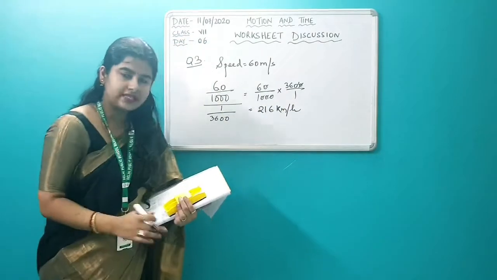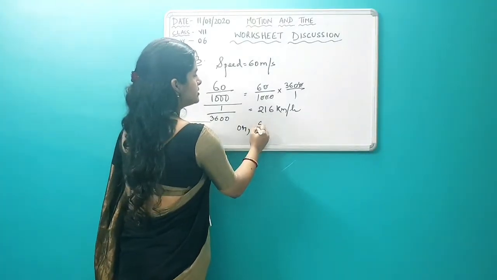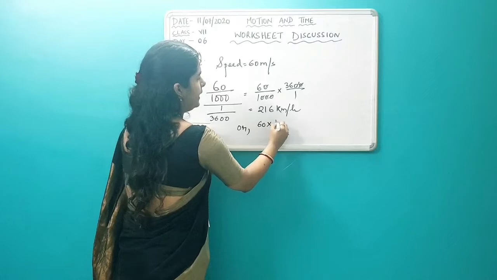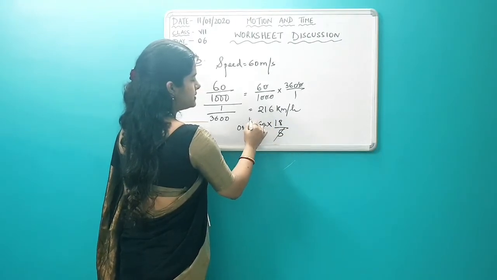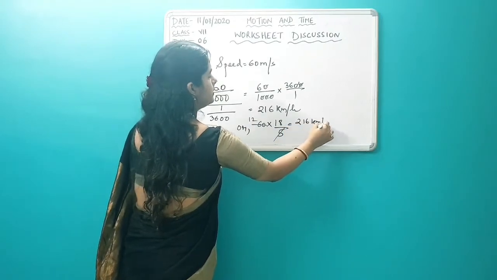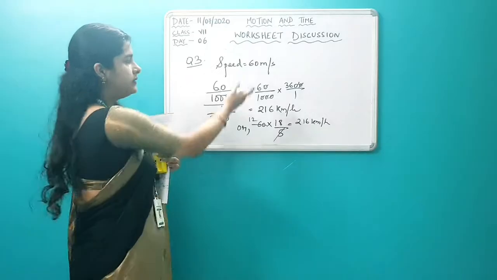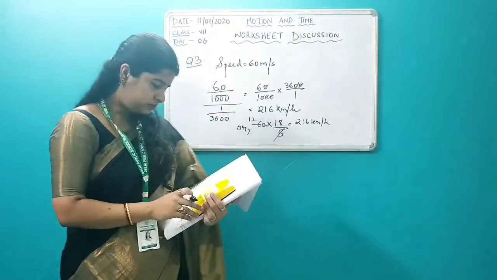You can do this method also, or you can also do 60 into 18 by 5. That also will come to the same thing. That comes to 216 kilometer per hour. All the same. Either this method or this method, whichever you find comfortable. Okay.